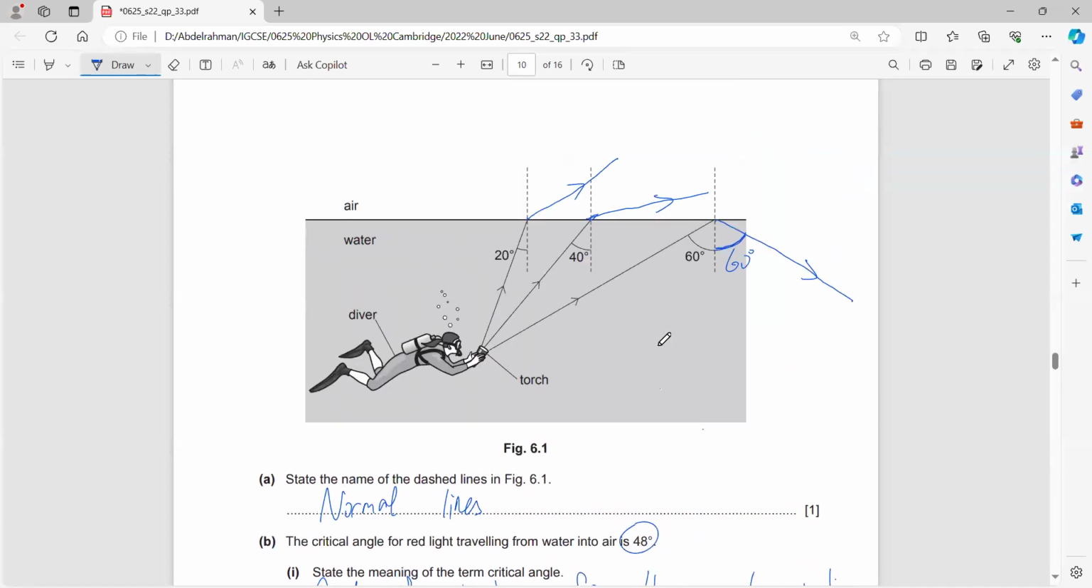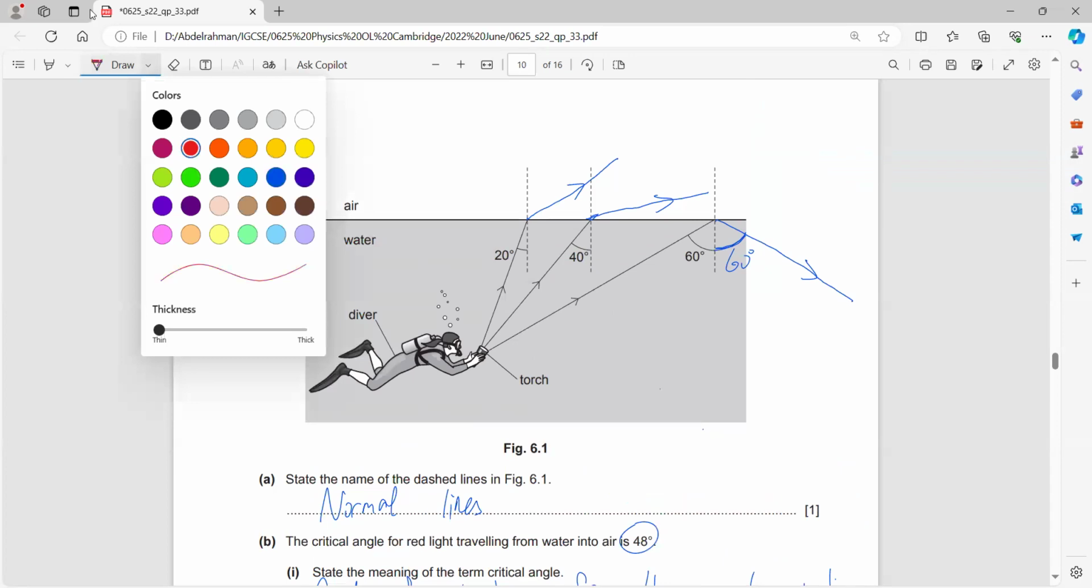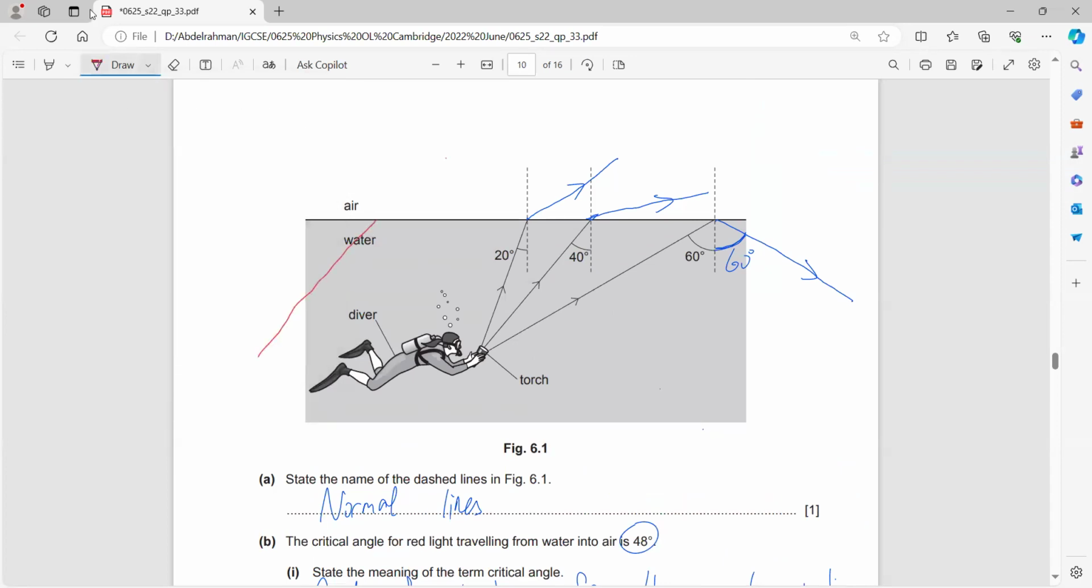Critical angle means, for example, let's draw another ray. If another ray was incident at the surface and the angle of incidence here was 48 degrees, what will happen to this ray? It will move along the surface. Let's do it again. It will move along the surface like this. If it was 48 degrees, then this is the critical angle. Why? Because the angle of refraction was 90 degrees, right? This is called the critical angle.